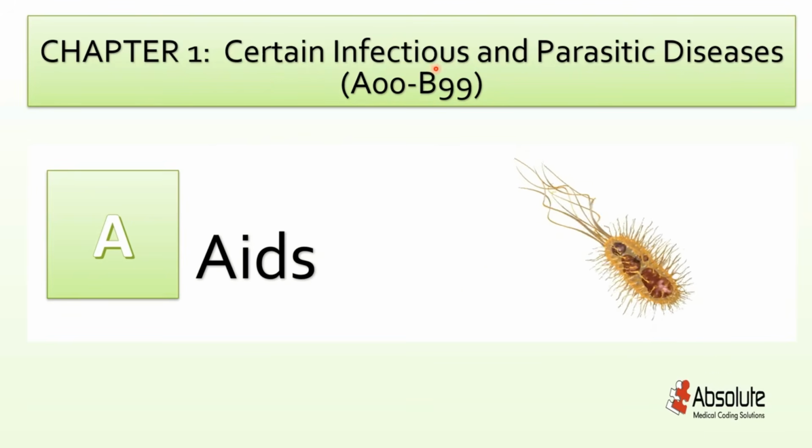Certain infectious and parasitic diseases. When we think of infectious diseases, what do we think of? Well, if you said AIDS because it's on the screen, indeed, we think of AIDS. And this category begins with A, just like the word AIDS. So when you think of Chapter 1, think of A is for AIDS, and it is an infectious disease.